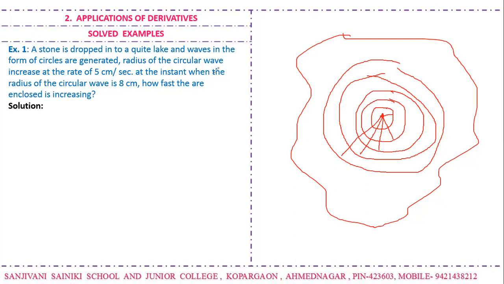What we have to do is, at the instant when the radius of the circular wave is 8 centimeter, find the rate at which the area enclosed is increasing. That we have to find out. Now what to do?